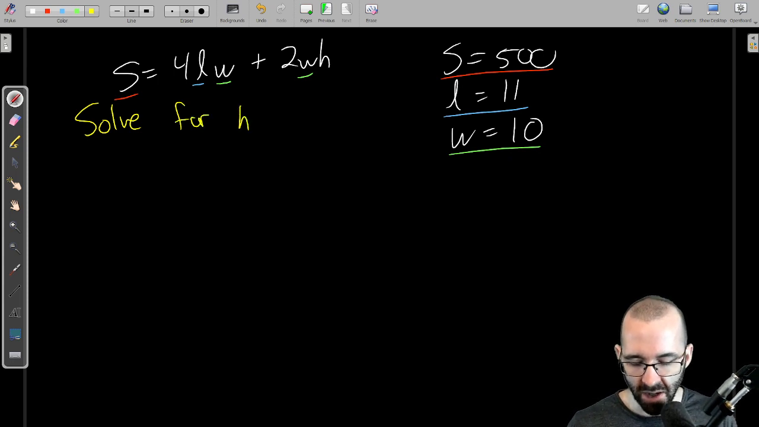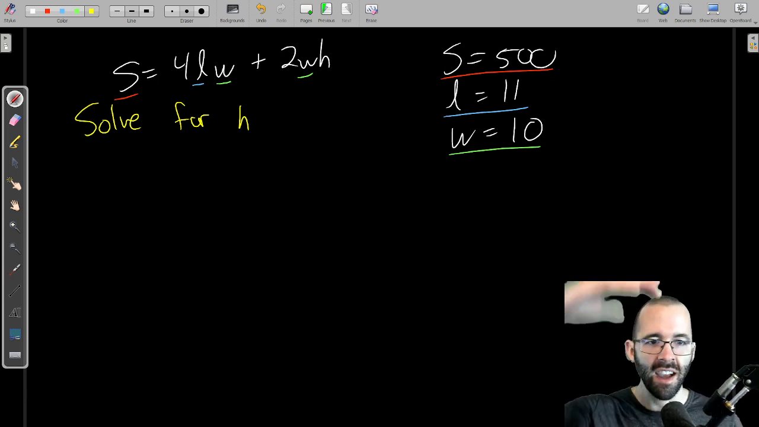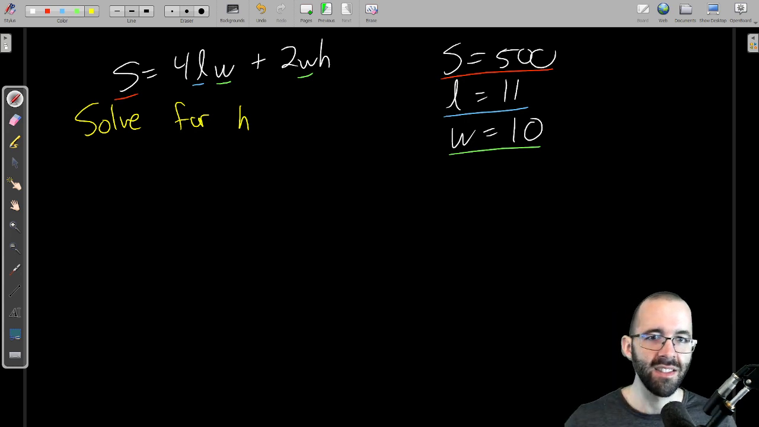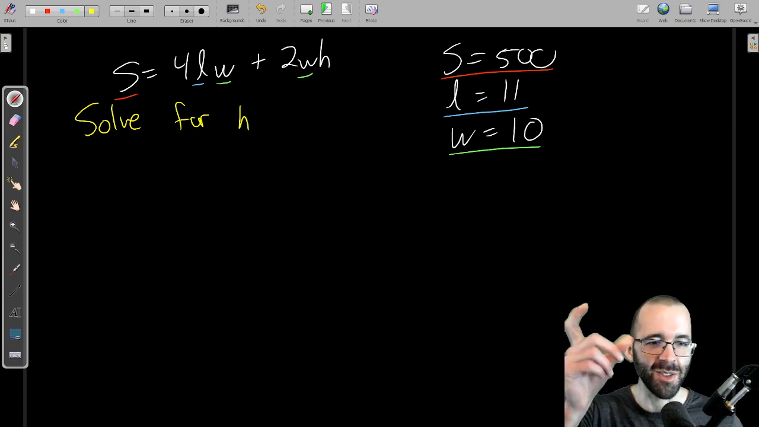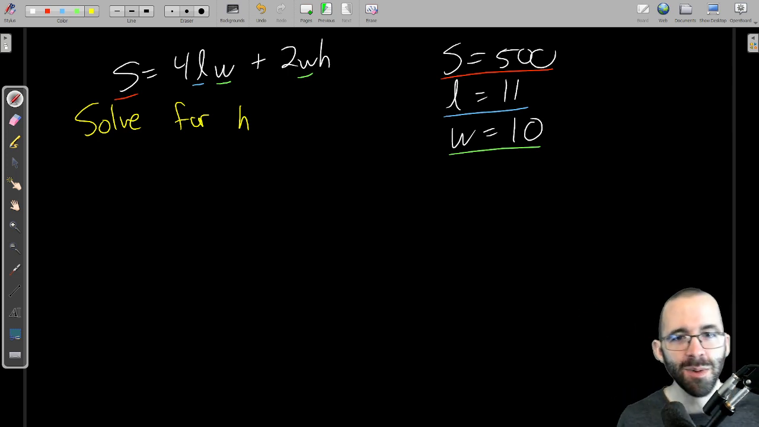What is this formula, by the way? 4 length times width plus 2. I think this is the volume. Oh, it's probably surface area. Yeah, surface area of a rectangular prism. You're gonna have 4 sides, and then you got the top and the bottom. Or I guess you switch those because of the variable names, but that's what we're doing here.